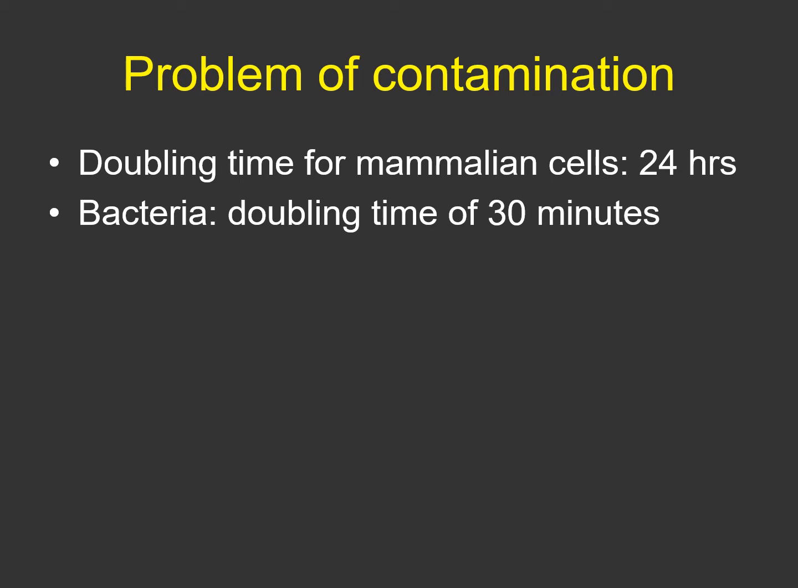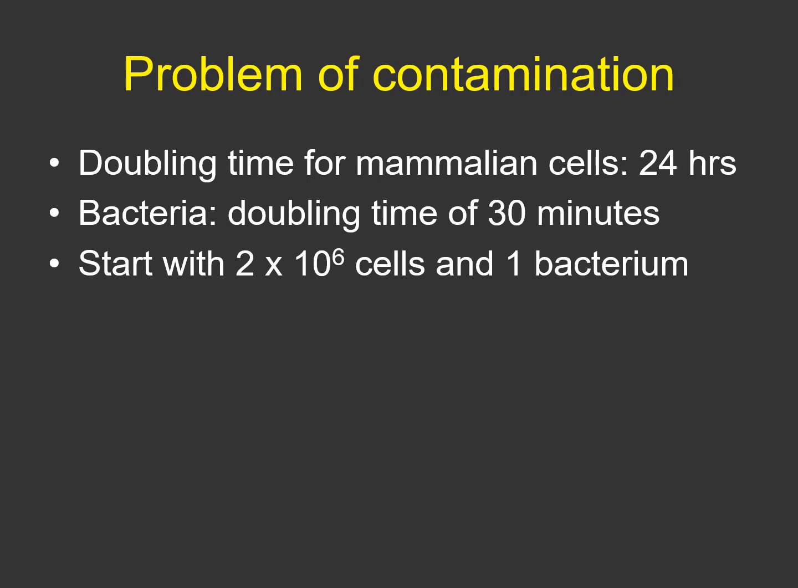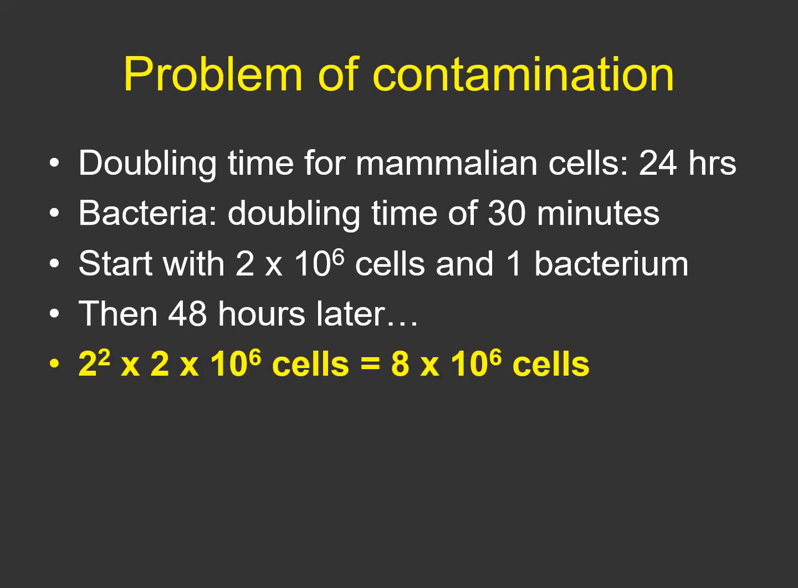So then think about the situation. What if you started off with 2 million animal cells, but one bacterium got in there? Let's think about what would happen after 2 days, 48 hours. Think through the math. For your mammalian cells, they double every 24 hours. So 48 hours is 2 doubling times, so 2 to the 2, or 4 times the number of cells, 2 times 10 to the 6. That means after 2 days, 48 hours, you would have 8 million cells.